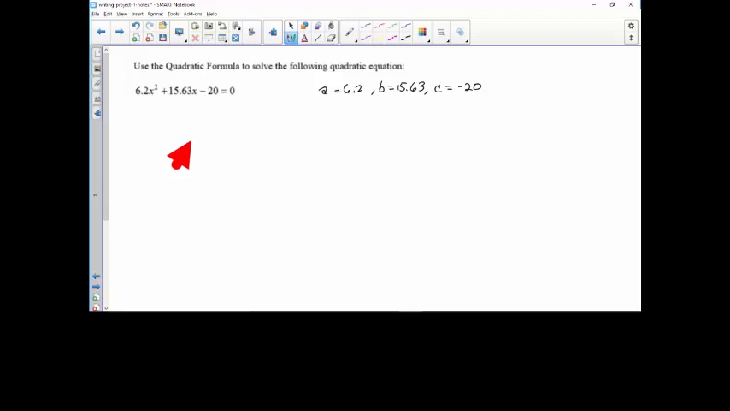I kind of like not having to deal with the decimals at all. Looks like if I multiply by 100, 100 times the above, that's going to have the effect of sliding all the decimal places two points to the right. So 620x squared plus 1563x minus 20 with two more zeros added to it because I multiplied by 100. And in that one, A is 620, B is 1563, and C is negative 2000.